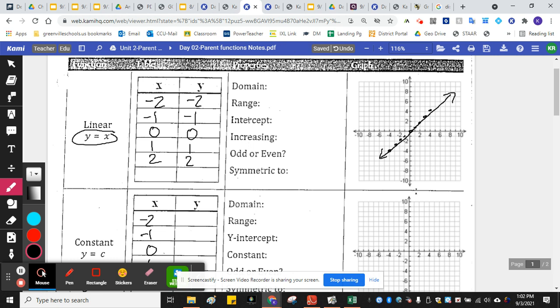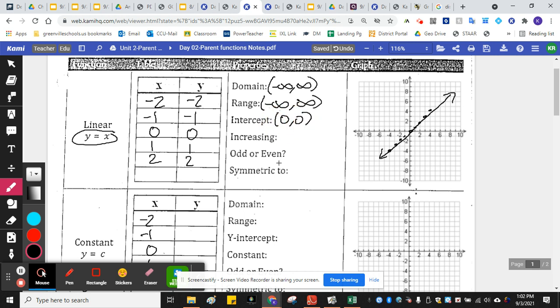What is the domain? Negative infinity, positive infinity. Range? Same. Intercept meaning x-intercept, y-intercept. Where does it cross the x-axis and y-axis? The point 0, 0.